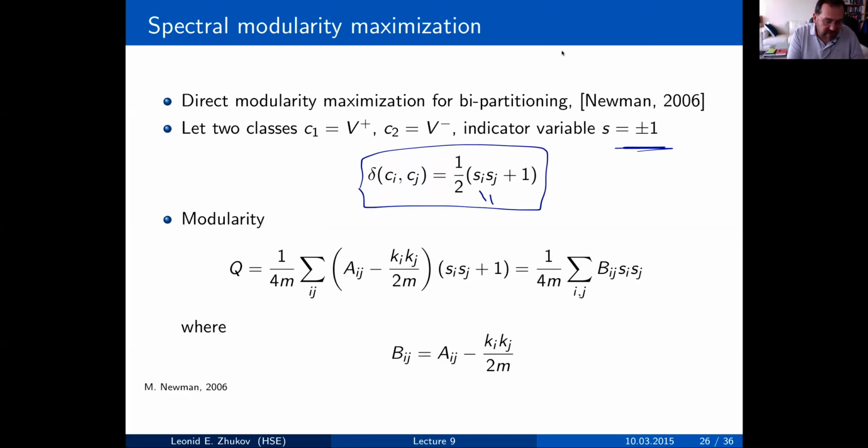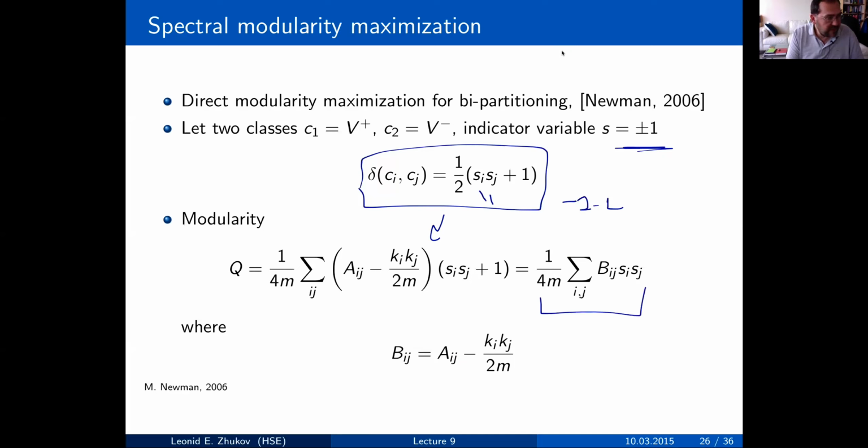Or if they belong to different partitions, it's going to be minus 1 times 1, which is minus 1 plus 1 will be 0. So it is just an expression of the Kronecker delta symbol using an indicator variable. Well, then you can write modularity the following way. I'm not going to go into the details right now. You can sort of verify the math.